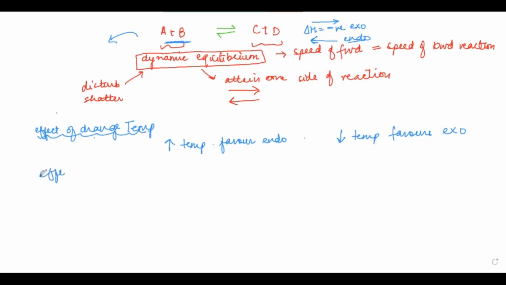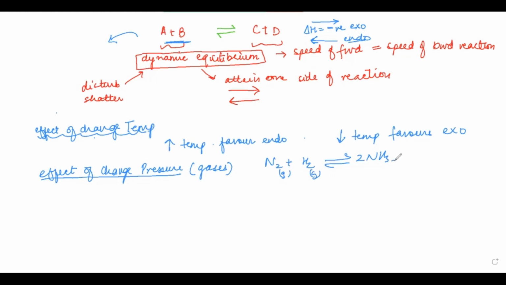Now, similarly, we are going to see the effect of the change of pressure. That's another factor which shatters the dynamic equilibrium. But pressure is only applicable in the case of gases. So let's take an example of gases. If I have N2 plus H2, and it is going to produce 2 moles of NH3 gas. All of them are gases. So this is my equation, and I'll balance it.